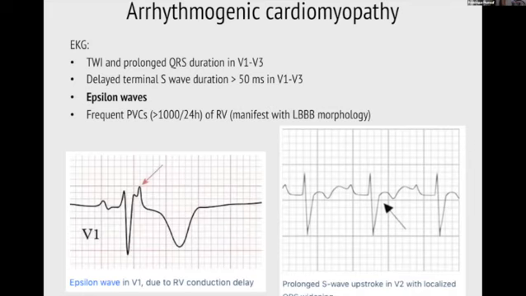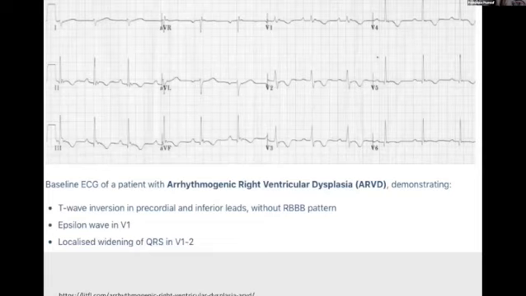RV is also amenable to endocardial biopsy, but it's potentially dangerous, and AC affects mostly the thinnest portion of the RV. So the EKG shows T-wave inversion and prolonged QRS duration in the right ventricular leads, so V1 to V3. They also have a delayed terminal S-wave duration in V1 to V3 again, epsilon waves, and they have frequent PVC, so more than 1,000 per 24 hours from right ventricular origin that manifests with the left bundle branch block morphology. So another EKG.